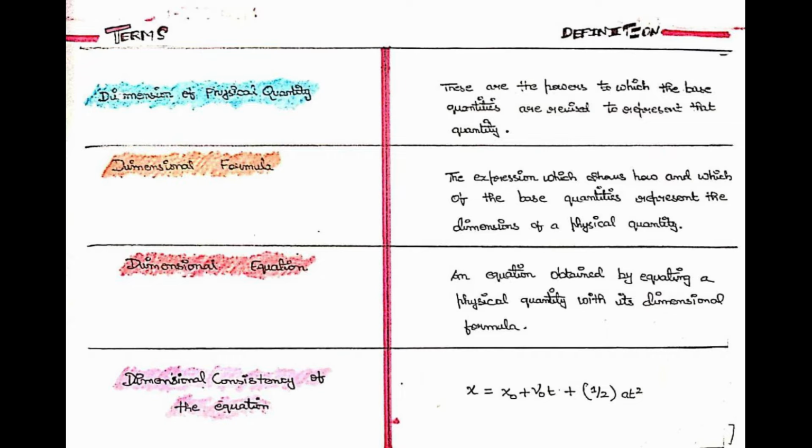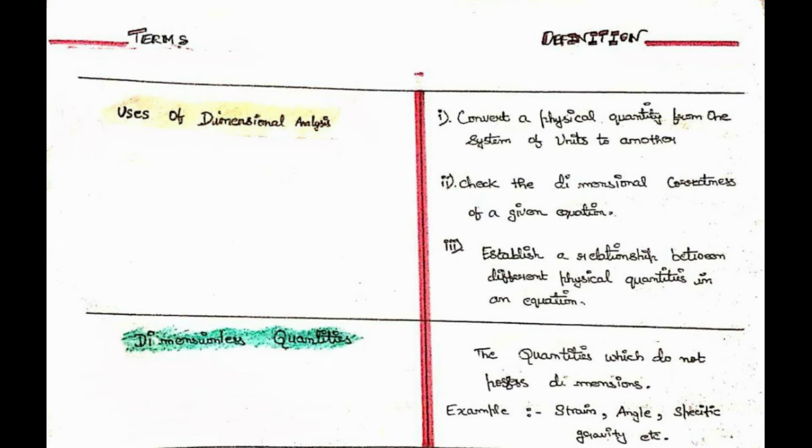Third, dimensional equation. An equation obtained by equating a physical quantity with its dimensional formula. Fourth, dimensional consistency of the equation. Here we already have an equation such as x equals x0 plus v0t plus half at square. Next, we have the uses of dimensional analysis.